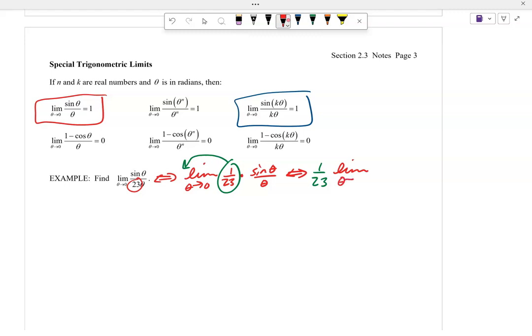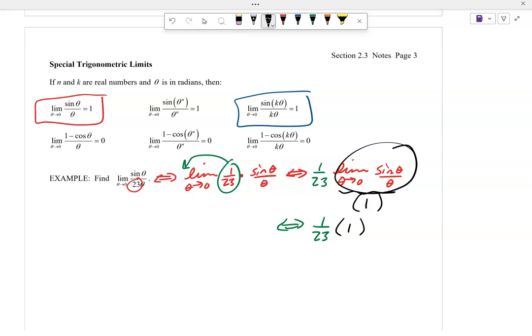times the limit as theta approaches 0 of sine theta over theta. And I know this is 1, right? So I've got 1 over 23 times 1, because that's a special limit right there. And so this answer just ends up being 1 over 23. That's our limit on that. So that's using a special limit, that one in red there initially.